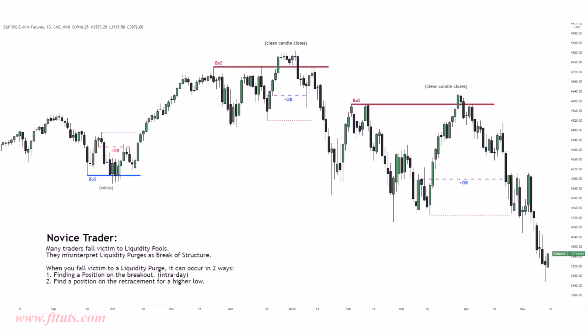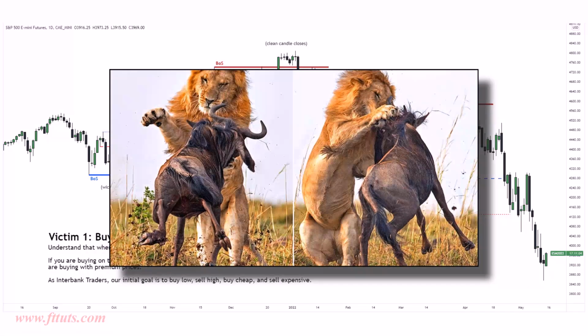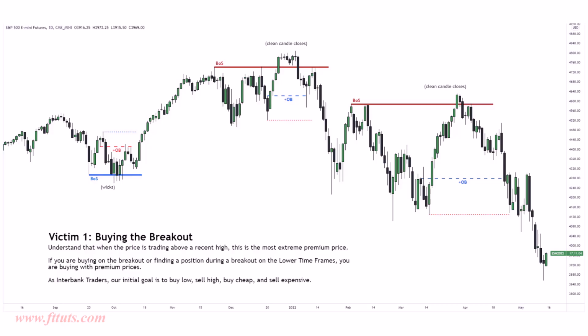So let's talk about the victims of the liquidity purge. We need to understand them, because once we can put ourselves in their position, if they bought that breakout or tried to buy the dip, their stop would be right here. And as a market maker, you want to be thinking like one: where are the victims' stop losses and how can I target them? This is the first step: understanding liquidity purges.